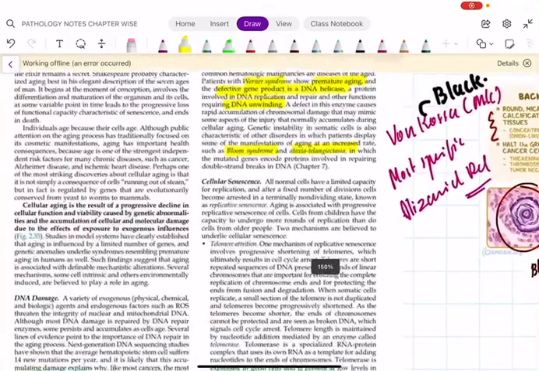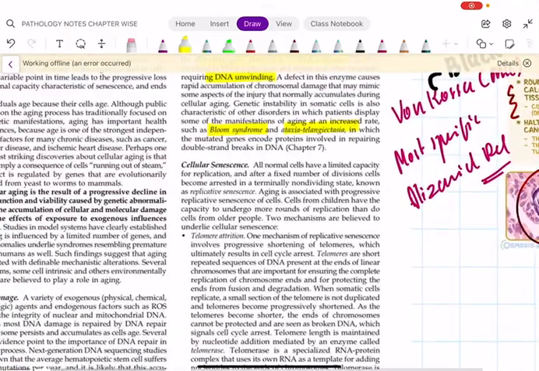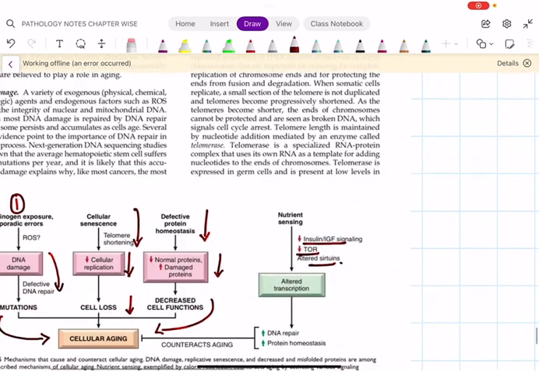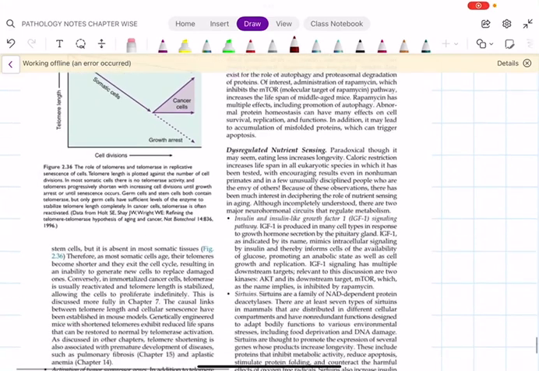Then I have told you what the factors are. Cellular senescence, that is telomere attrition. What is the importance of telomere and telomerase, everything you already know.